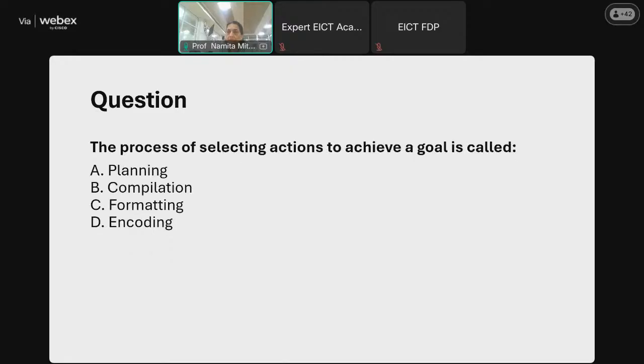Next question. The process of selecting actions to achieve a goal is called? Planning is the correct answer. First, it has to plan what the goal is. There may be sub-goals, right? Sub-goals may be in parallel or serial. If they are in serial, then multiple agents can do it. So the answer is A, planning.